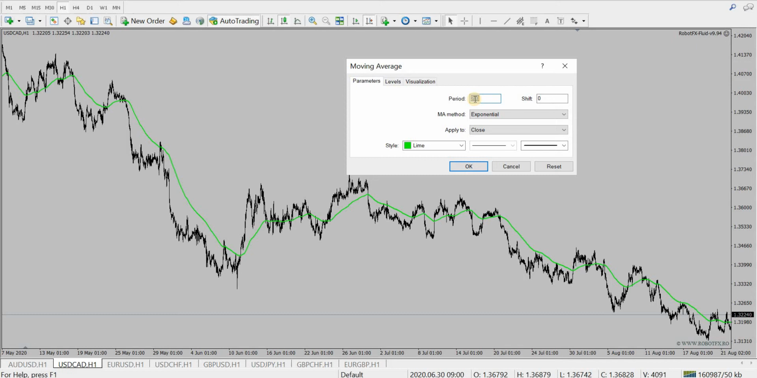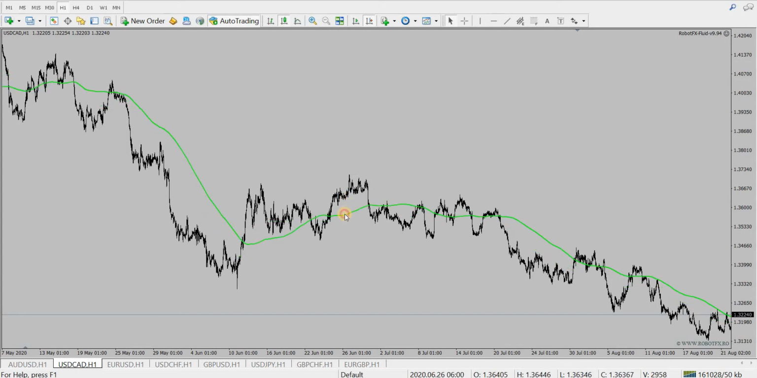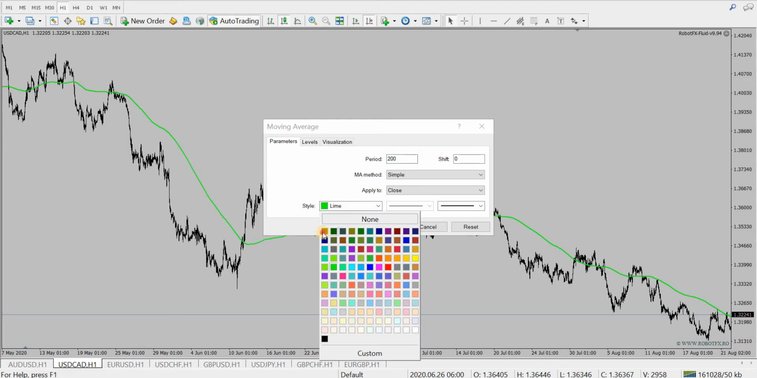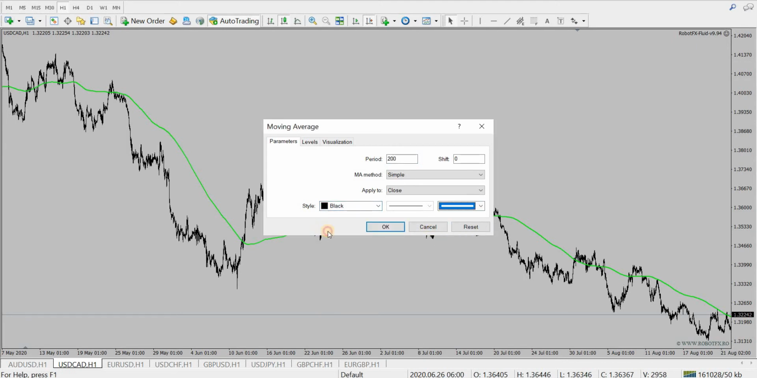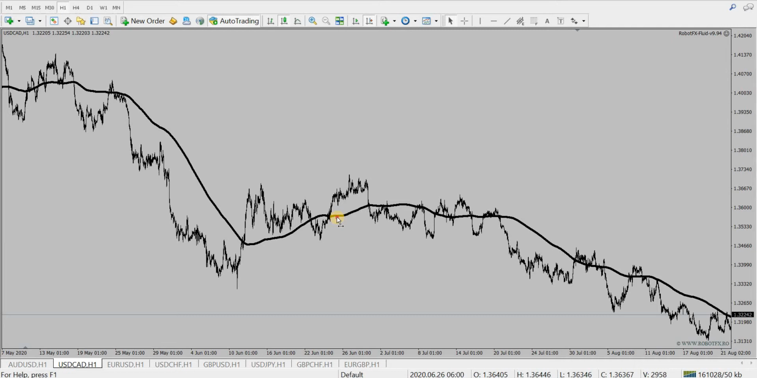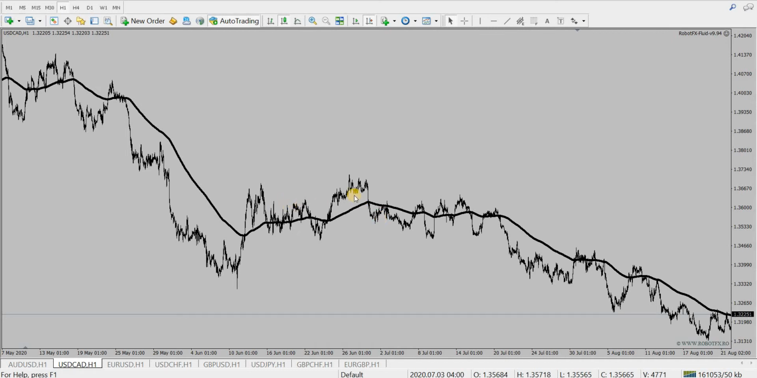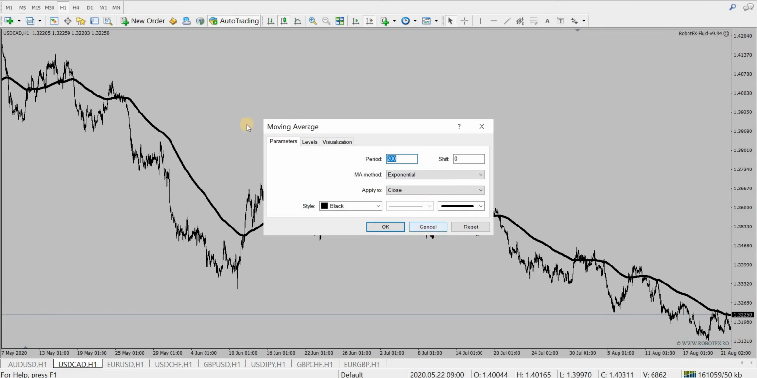So don't be locked to the moving averages that everyone is using, like 89 simple or 50 exponential or whatever. Try whatever works for you. I'm going to choose a black color and make this thicker. Try whatever works for you for this chart. Change the settings, simple, exponential. As you can see, I'm choosing this exponential 200.